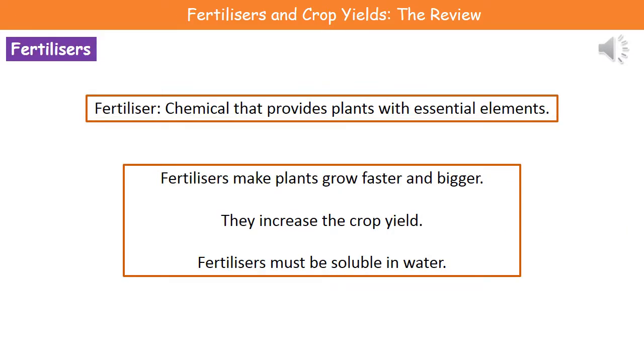So if we think about what a fertilizer actually is, we're referring to a chemical that's going to provide plants with these essential elements. So fertilizers make plants grow faster, they make them grow bigger, and they increase the crop yield. And remember, they must be soluble in water to do this.